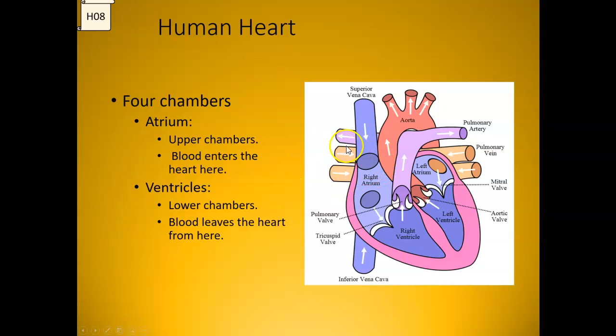And the atrium is where blood goes into the heart. So in the right atrium, blood comes in to the heart from these things called the vena cava. So we have a superior and inferior vena cava. In the left atrium, blood is coming back into the heart from what we call our pulmonary veins.